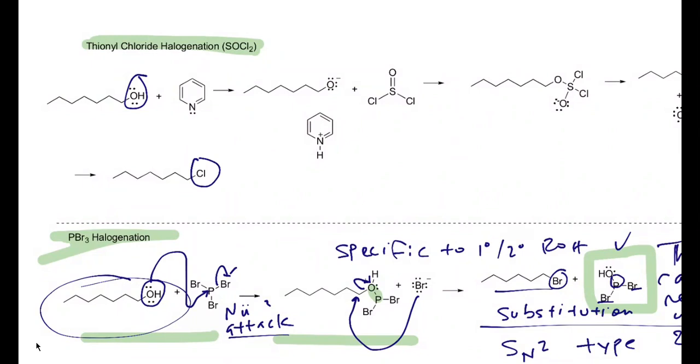All right. So let's look at what happens. And this is done with pyridine, which is this compound, this heterocycle right here, this benzene ring with a nitrogen in it. That's pyridine, and it's a base. It acts as a base.